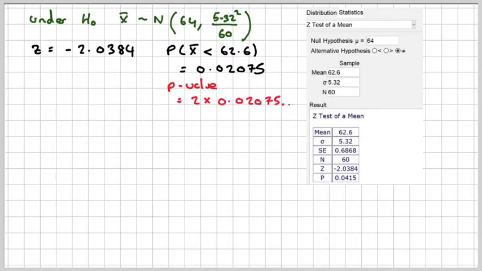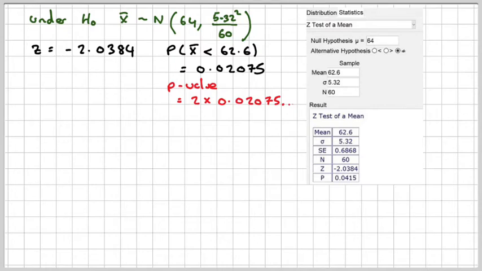All right, so we need to take into account from the table that the standard deviation is 5.32, and this would have to use the square root of 60, because there are 60 in n. We have to use a population mean of 64, and we'd have to look at the sample mean, which is 62.6, and where that would lie at one end. Obviously that's less, so we'll look at the negative end of the distribution.